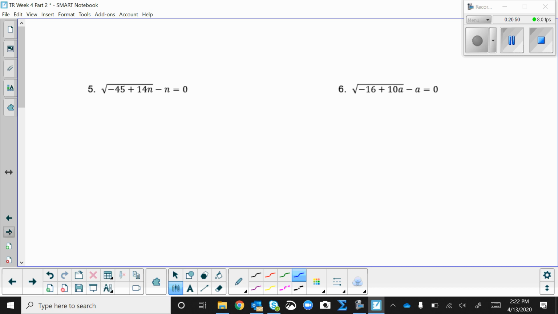So these are the first time today that we have to do step 1, isolate the radical term. So step 1 does apply here, it did not apply yet. For step 1, isolate the radical term, we have to add n to both sides. And now it looks just like the last problems.